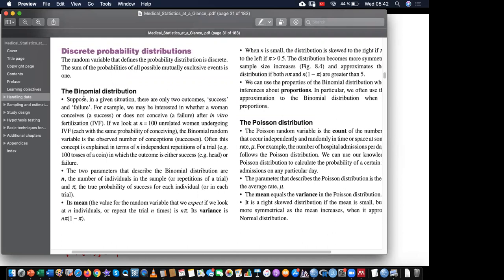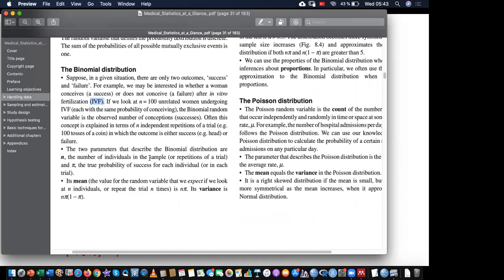In a binomial distribution, you understand from the name, bi means two. You have success and failure, two options. A variable with two options, yes and no, success and failure, just like throwing a dice, or looking, for example, in medicine, for the success or failure after in vitro fertilization, IVF.